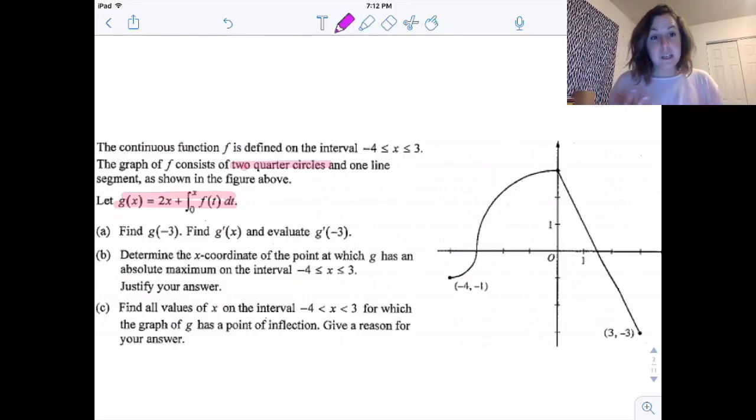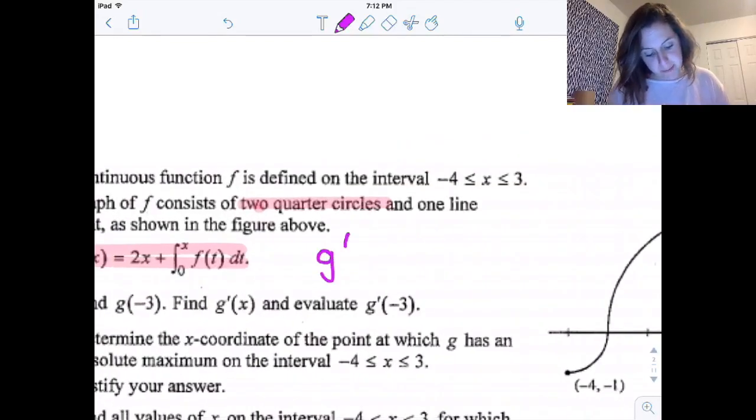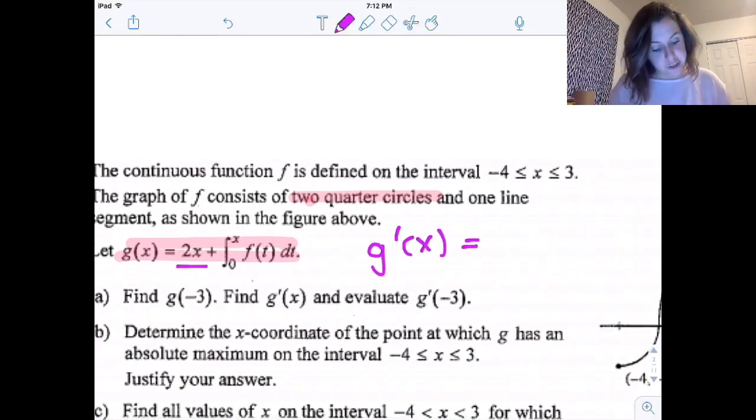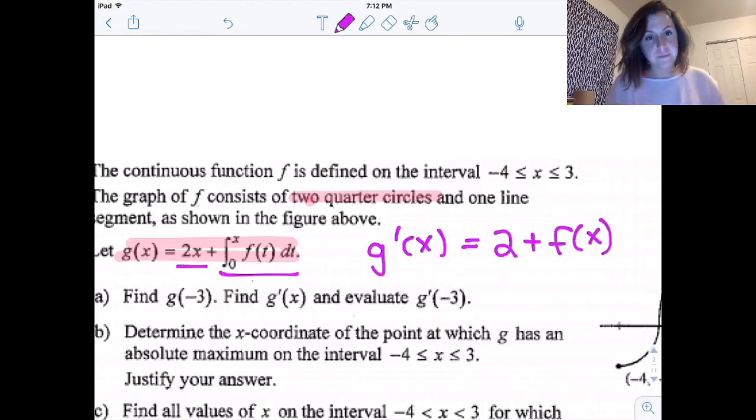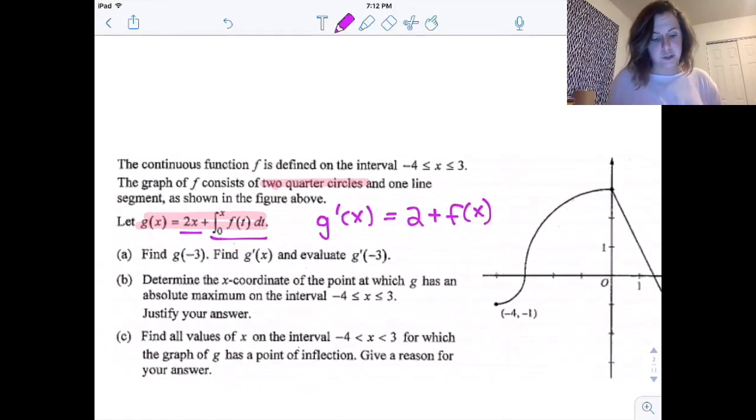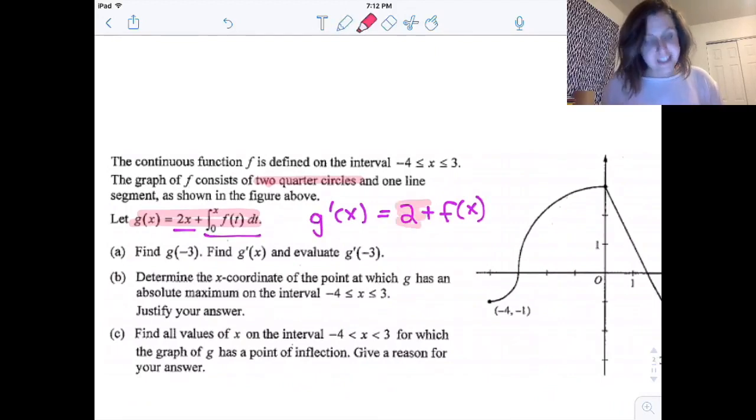The first thing I do when I see any integral defined function is take the derivative of that. So g prime would equal the derivative of 2x, which is just 2, plus the derivative of the integral, which is f of x. Here's what makes this a little trickier: that 2 out front is going to cause a little bit of a wrench in what we need to find, but not that bad.